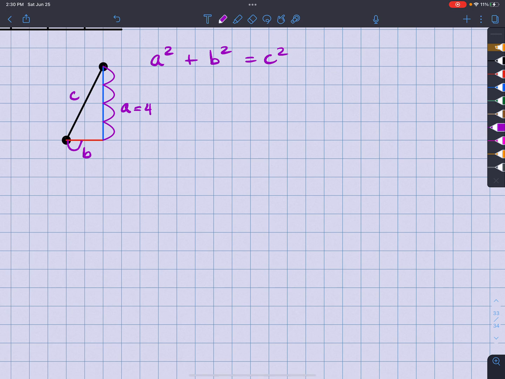And B is going to equal 2. So that means I have 4 squared plus 2 squared is equal to C squared. So I have 16 plus 4 is equal to C squared. I have 20 right here is equal to C squared.